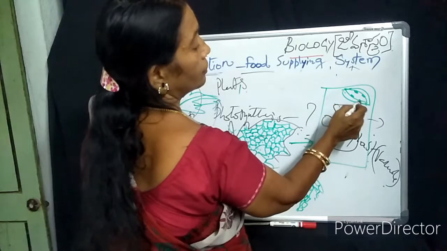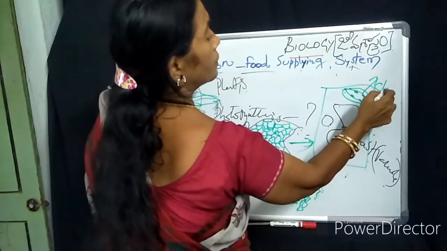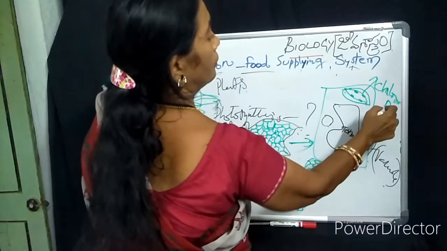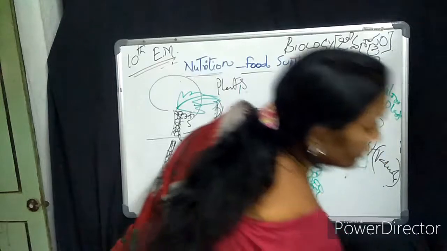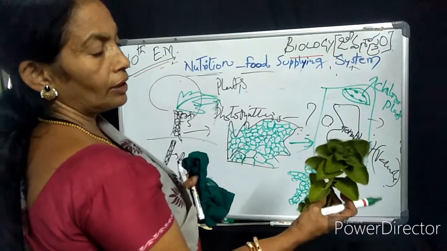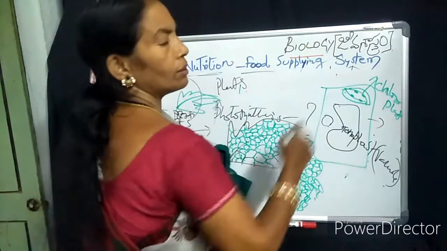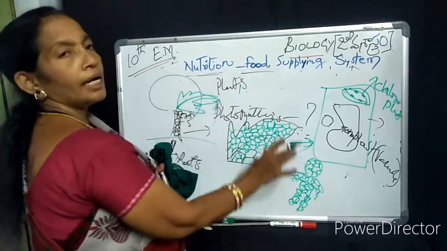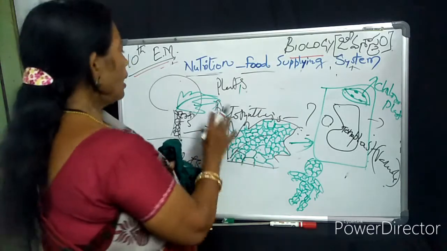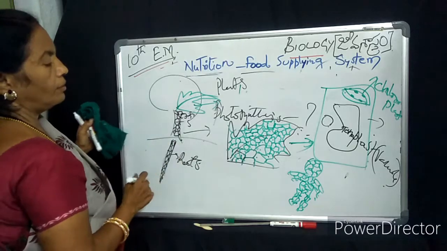Then the most important thing is that plants have green color, or chlorophyll, because of the chloroplast. So we can say this is a chloroplast. Why do we observe these leaves in green color? Because of this chloroplast. So chloroplasts are present in the leaves or tender parts of this plant.